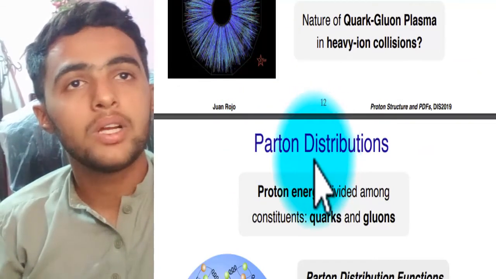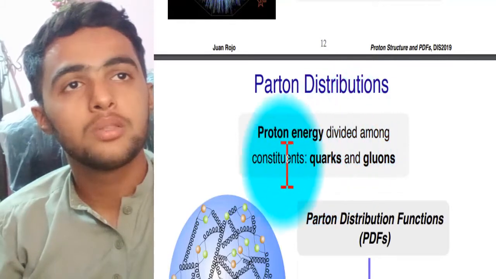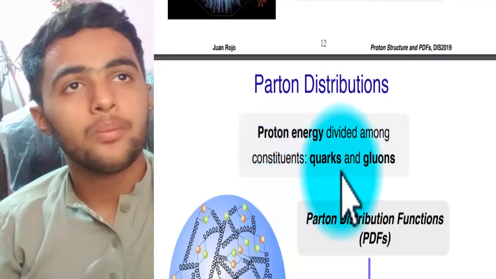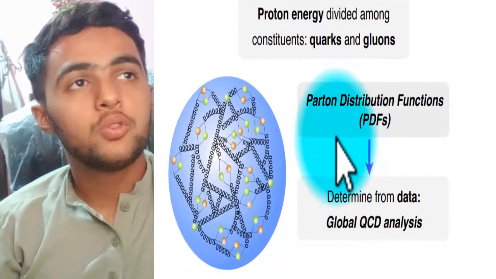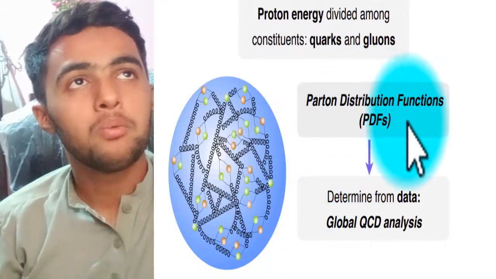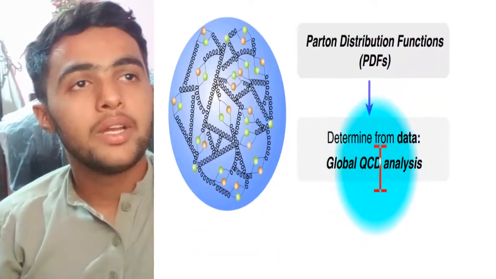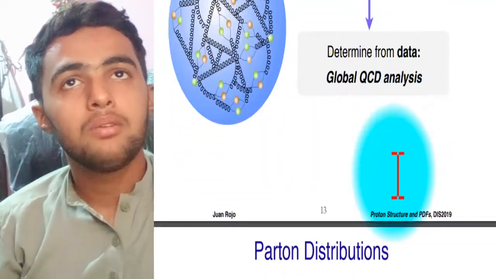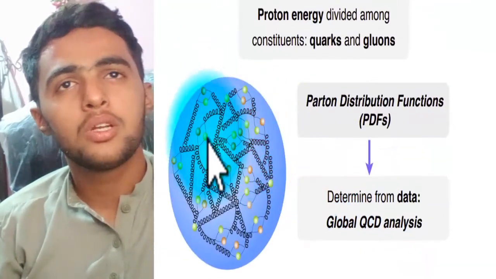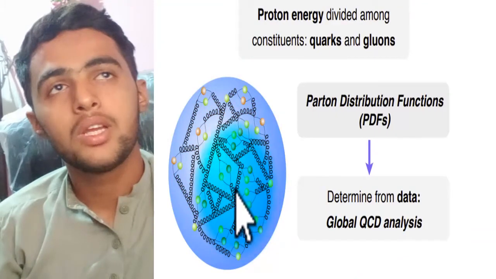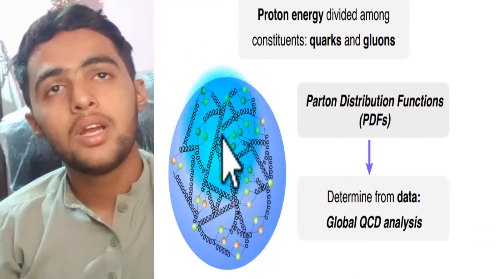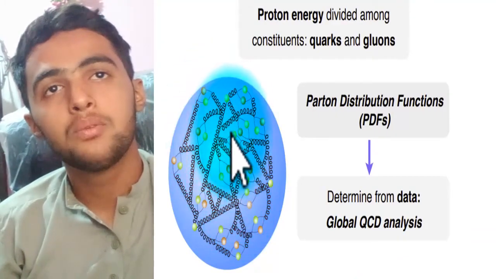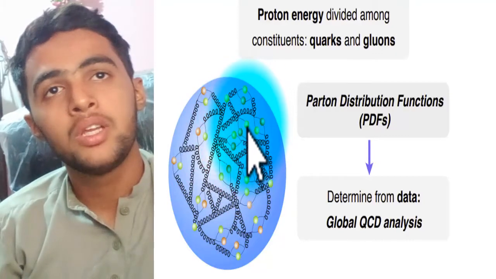Proton energy is divided among its constituents, quarks and gluons. The parton distribution function is determined from data through global QCD analysis. Here we have a diagram of the proton in which we can see many rings and small balls in green and orange colors.